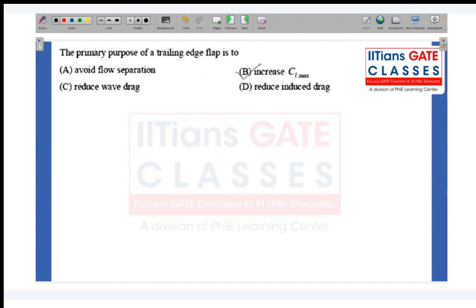So a few sessions back as well, we had discussed how the flap works. The flap will basically shift your CL versus alpha curve. So let's say something like this. So actually, your value of your CL max is increased now with the deflection of a flap.